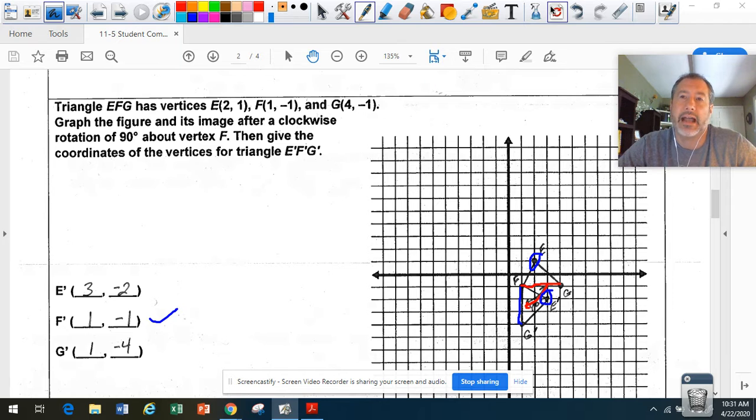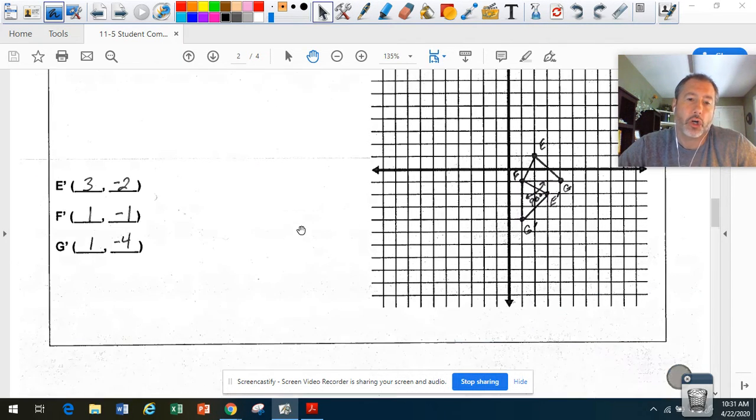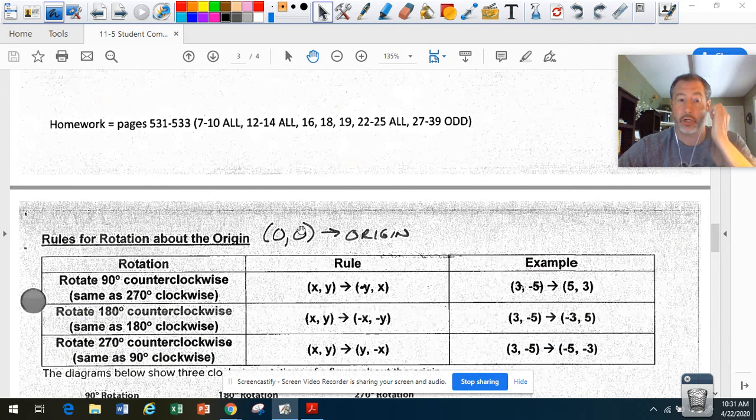Very good. Okay, now we got to do some rules, because we're going to start rotating things around the origin. Now, remember, the origin is 0, 0. Now, this makes life a lot easier. Okay. Now, there are rules.